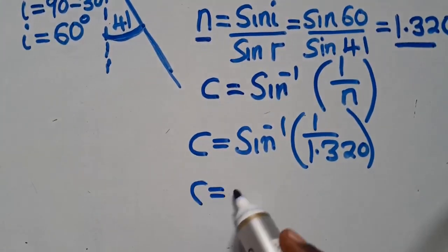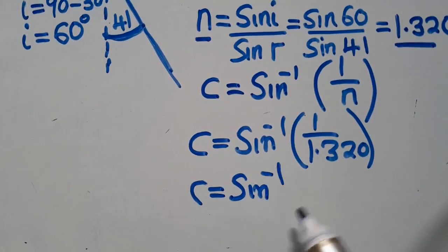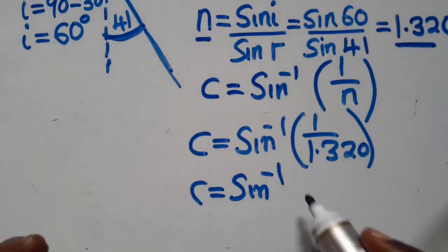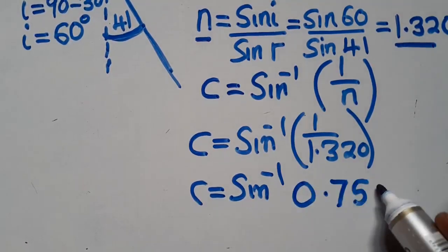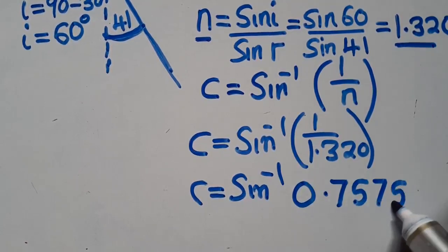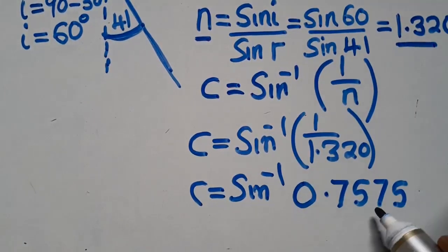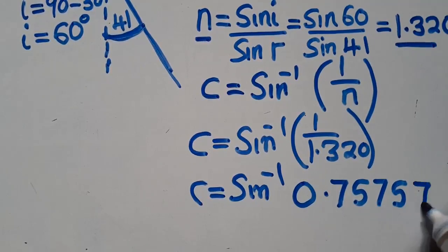So critical angle is equal to sine inverse of 1 divided by 1.320. When you divide there, what answer are you getting? We are getting 0.7575, 0.757575, just going like that.